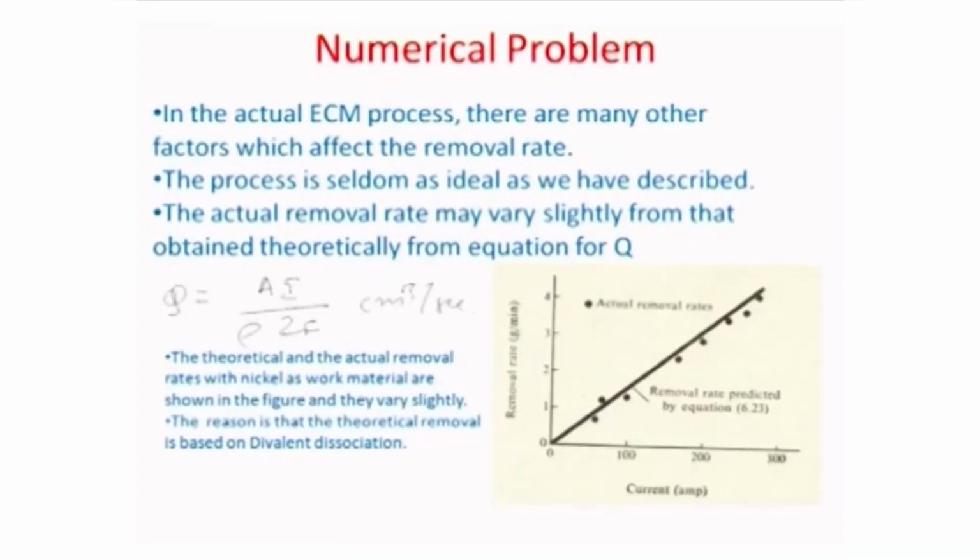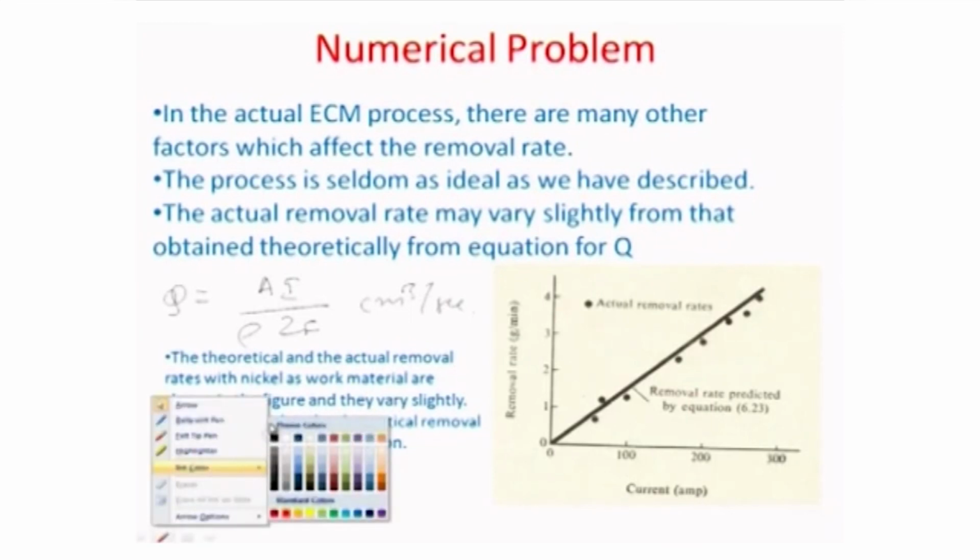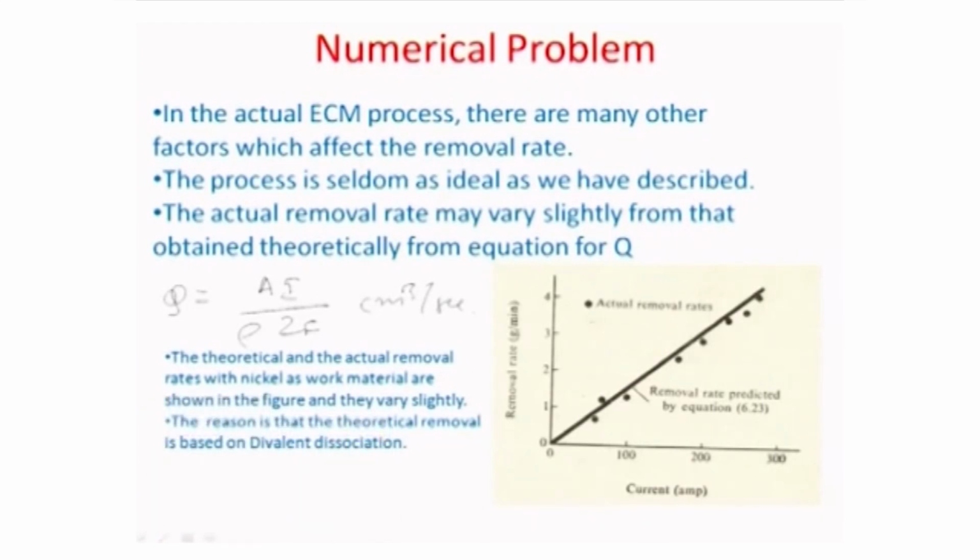Okay. So, let us look at another alloyed system, as I just told. Just before looking at an alloyed system, there are certain other very fundamental things which need to be taken care of. The first thing that I would like to tell here is that in an actual ECM process, there are many other factors which influence the material removal rate. If you look at the actual removal rates given by these dots here and the theoretically predicted rates given by the straight line, there is some level of variation.